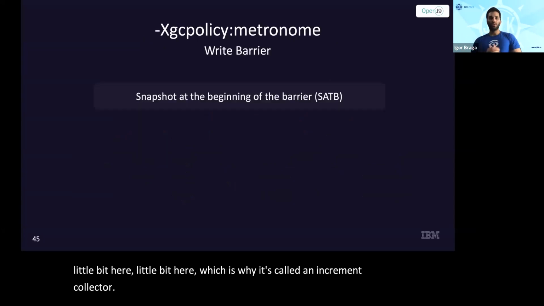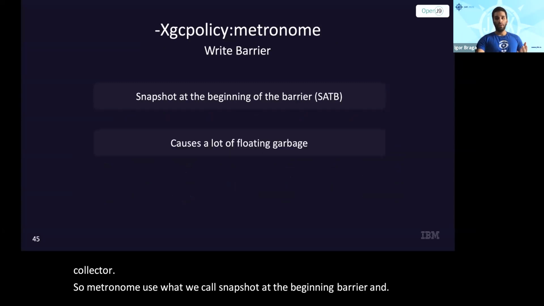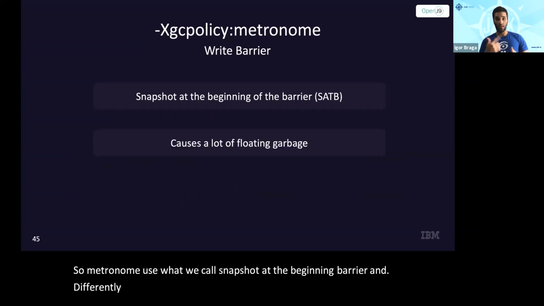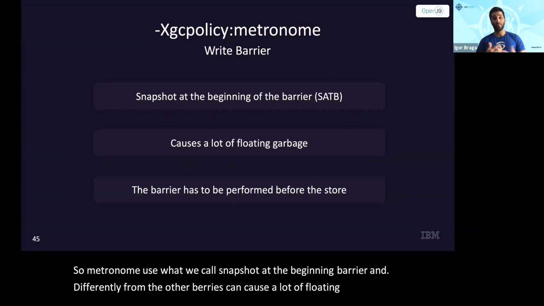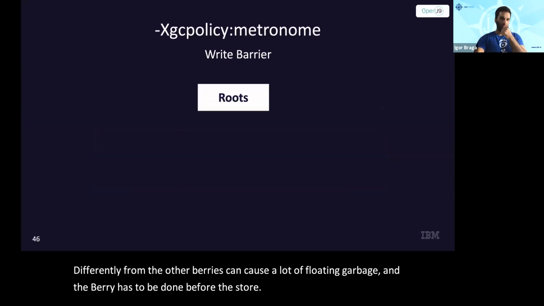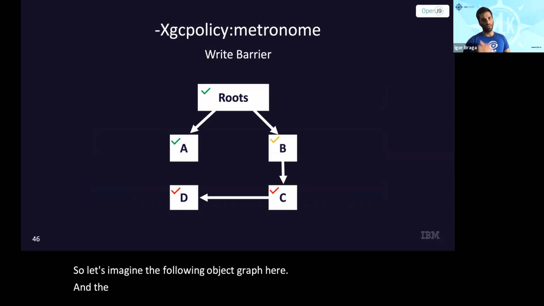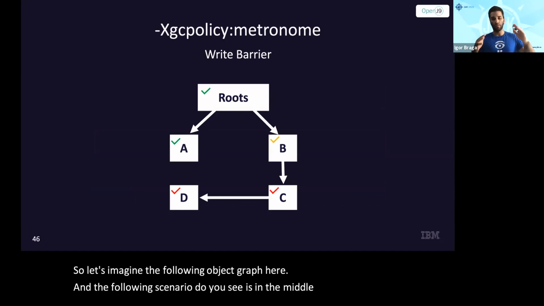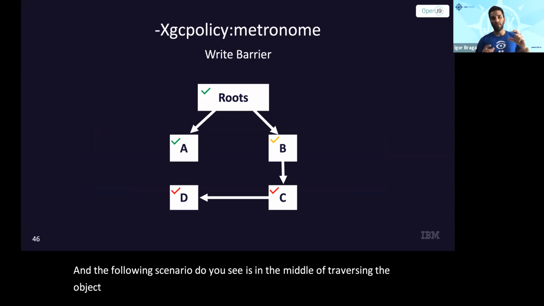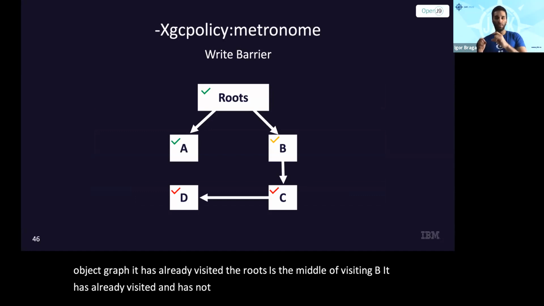So Metronome uses what we call a snapshot-at-the-beginning barrier, and differently from the other barriers, it can cause a lot of floating garbage, and the barrier has to be done before the store. So now let's imagine the following object graph and the following scenario. GC is in the middle of traversing the object graph. It has already visited the roots, is in the middle of visiting B, it has already visited A, and has visited neither object C nor object D.